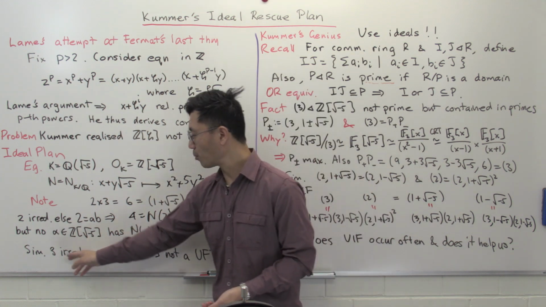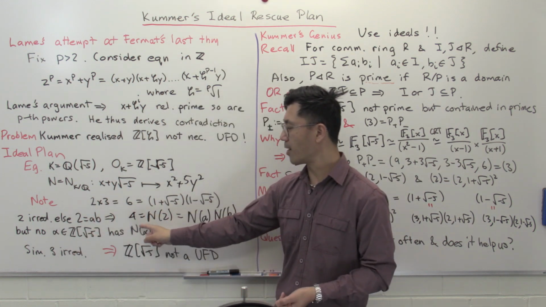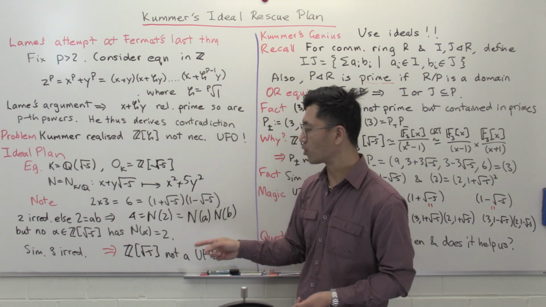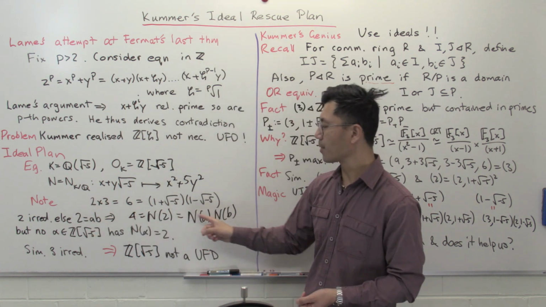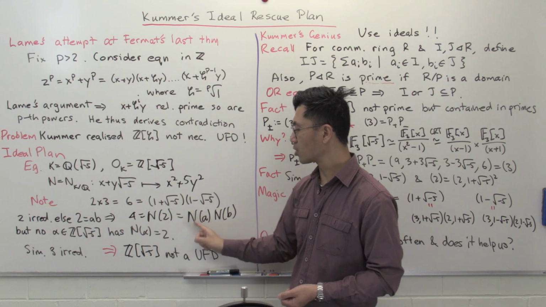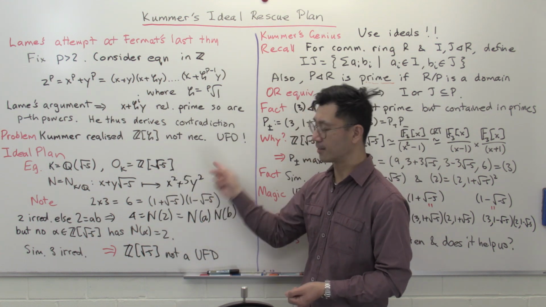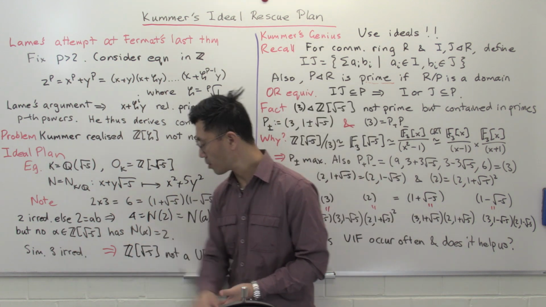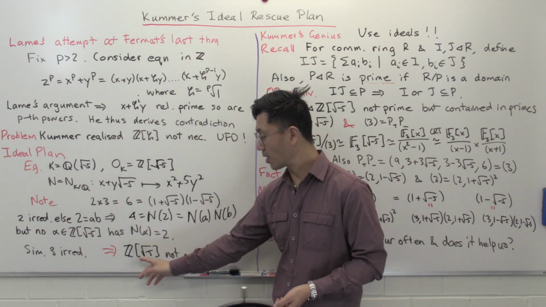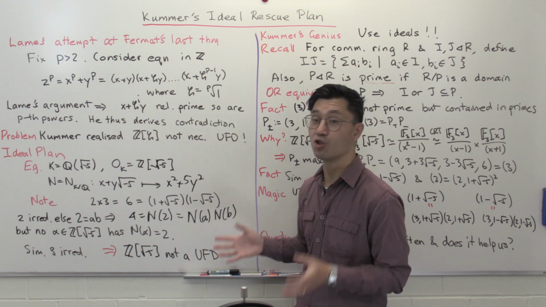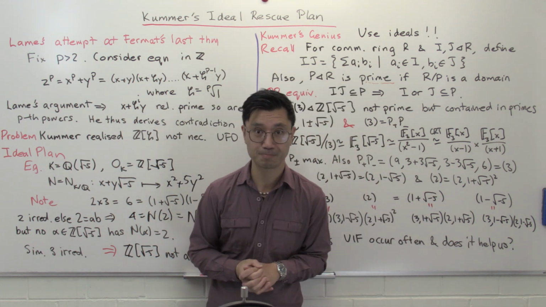And the same argument, if you put 3 in here instead, you'll get a 9 here. If you want to factorize 3 as a times b, you'll need elements a and b whose norms are equal to 3. But again, you can't get that. So that means 3 is also irreducible. And so that tells you that Z adjoining the square root of -5 is not a unique factorization domain.